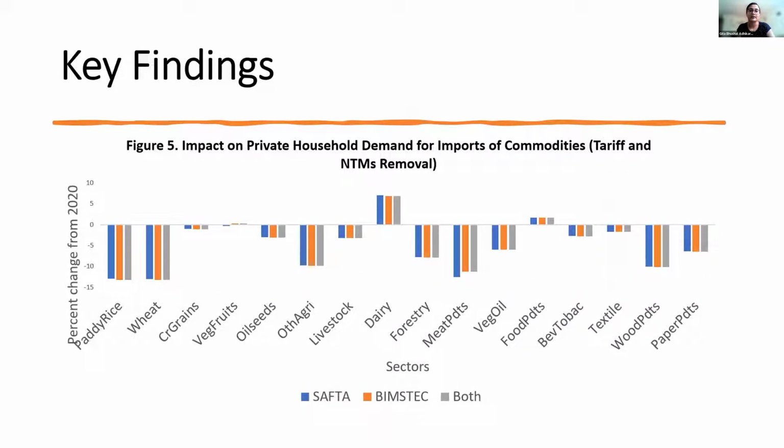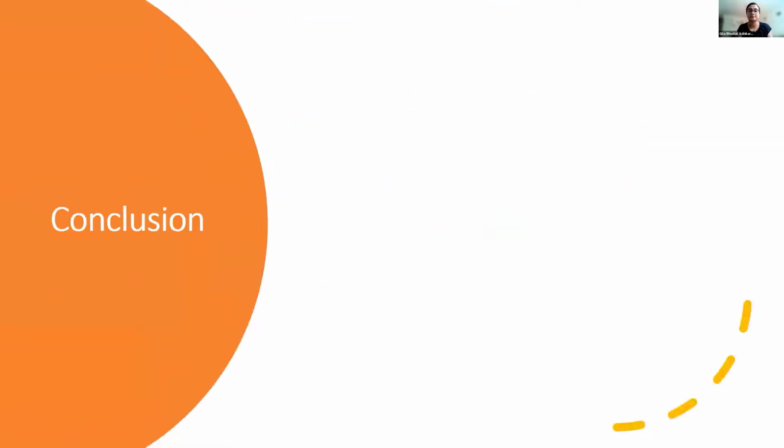So if we look at the impact on private household demand for imports of commodities, we can say that except for dairy and food products, all other sectors have negative demand. That means the private households do not have any demand for other sectors except for food products and dairy products. So this looks quite promising to me.